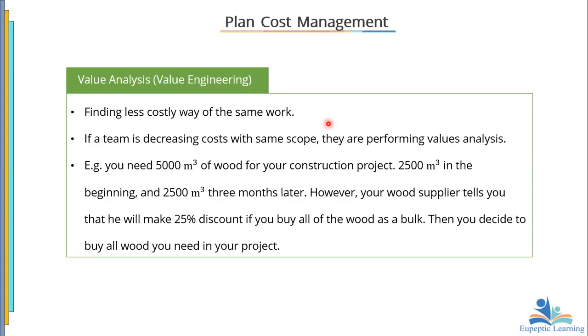The reason is simple. What informed this choice is that if I buy this 2,500 meter cube at whatever amount that it is, I expect that the next 2,500 would be the same if I'm buying it today. But in 3 months, it would have increased. You get the point here. So to save, I would want to buy all the 5,000 because of the discount that I'm going to enjoy.